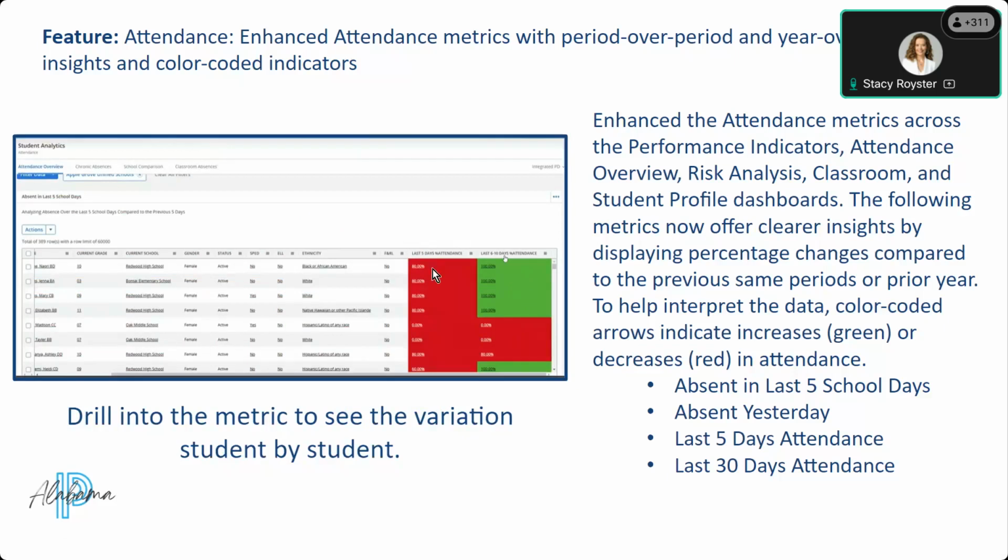So now you can see the ADA for the last 5 days, and then the ADA for the last 6 to 10 days, because maybe they had a really bad 6 to 10 days, but they've gotten better in the last 5 days because you put them on an attendance plan or something like that. So looking at variation is one of our first enhancements that we have seen.